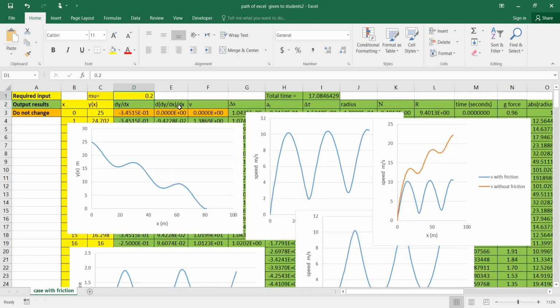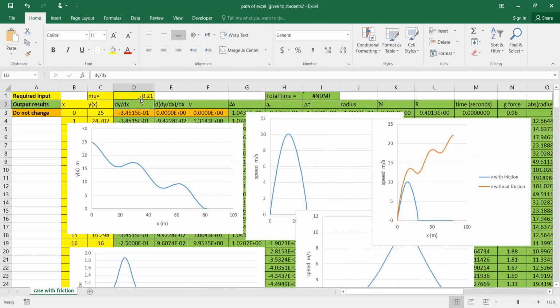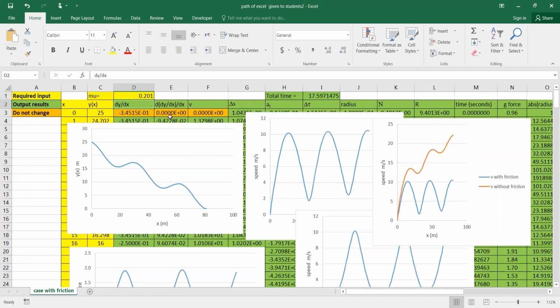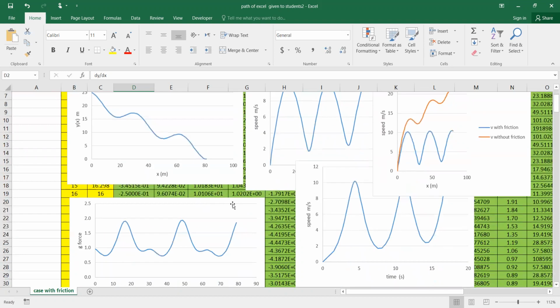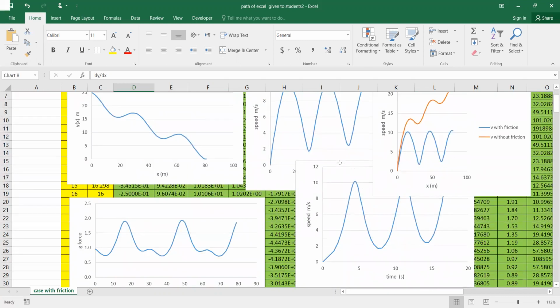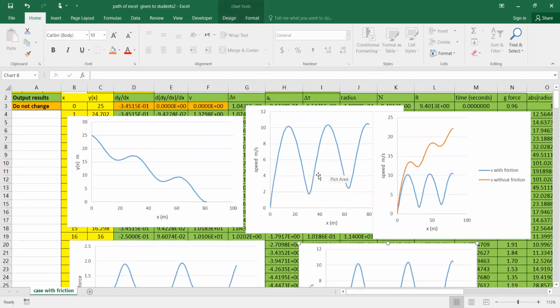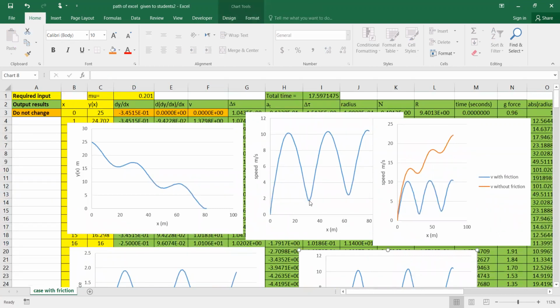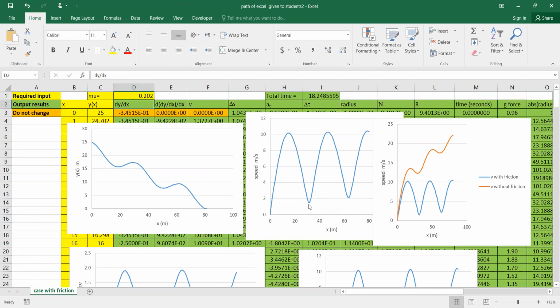If we increase this again, make it 0.21, it will make a problem here. You see, the body is stopping somewhere. So make it 0.201. You see here, the speed with respect to distance is going down somewhere at this level. If we make this a little bit shorter, you see the minimum speed here, it's trying to approach zero.